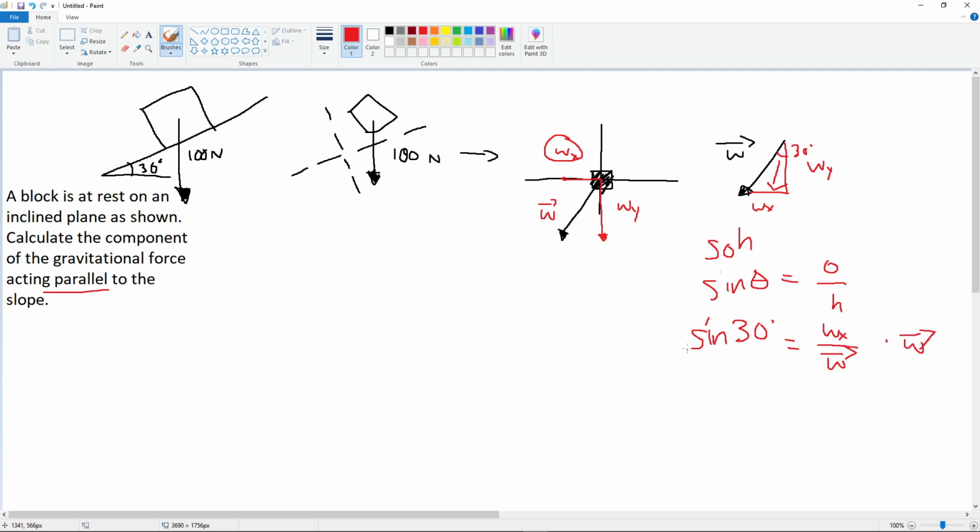Multiply by our gravitational force, or weight. We get W times sine of 30 degrees equals our horizontal gravitational force, or the component parallel to the slope. After that, all it takes is substituting our values in, and we get a grand total of 50 newtons. I hope this helped.